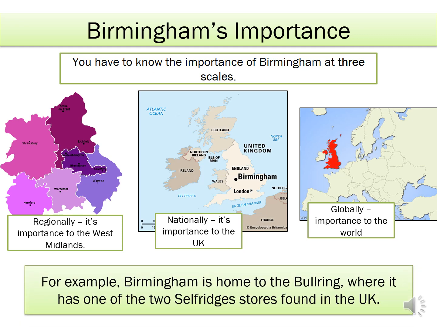For example, Birmingham is home to the Bullring, where it has one of the 2 Selfridges stores found in the UK. The other one is London. So does that make it important to the West Midlands? Does it make it important to the UK? Or does it make it important to the rest of the world? This one is national because you wouldn't have people travelling from all over the world to go to Selfridges, but you might have people travelling from Manchester or from Liverpool because it is closer than London to those places further up north.